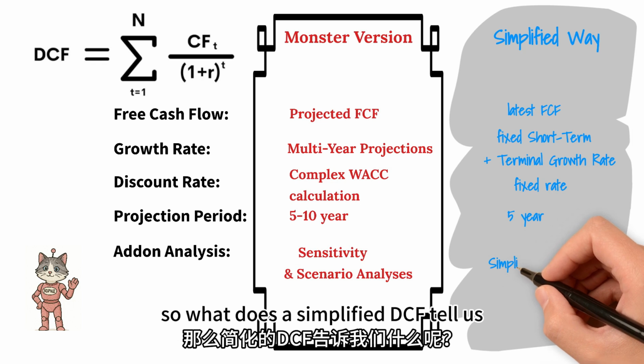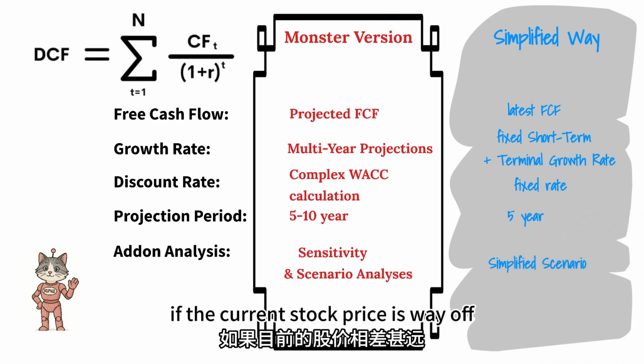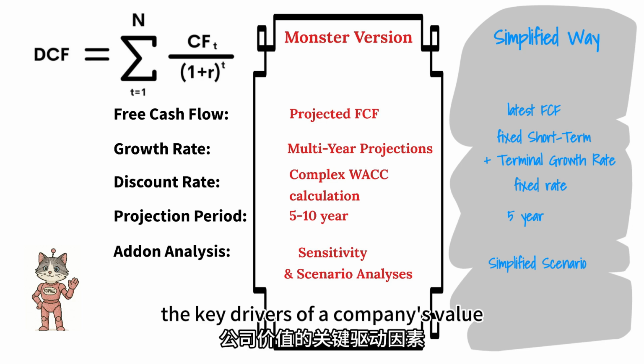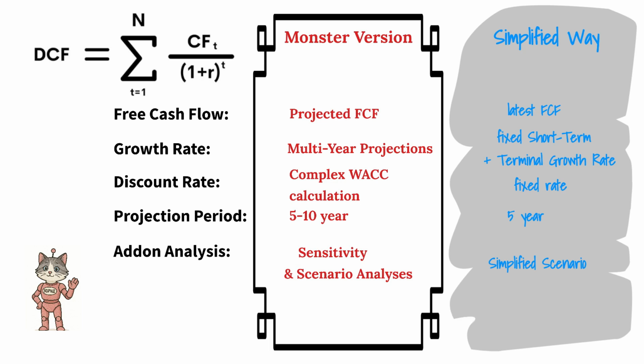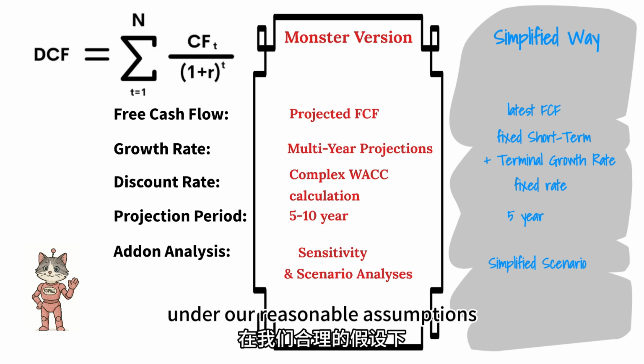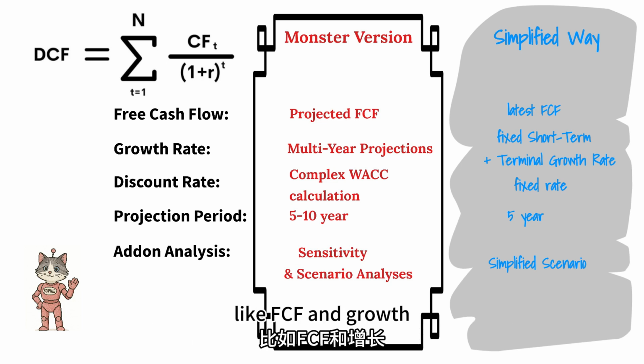So what does a simplified DCF tell us? It gives a general sense if the current stock price is way off from potential earnings. It helps us understand the key drivers of a company's value. It helps assess if the current market price makes sense under our reasonable assumptions. And it connects the stock price to fundamentals like FCF and growth.